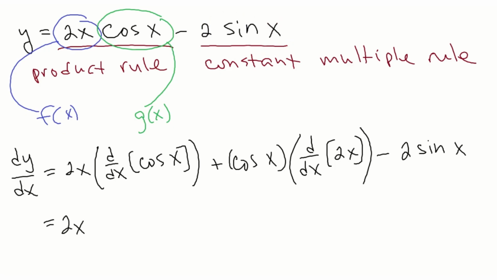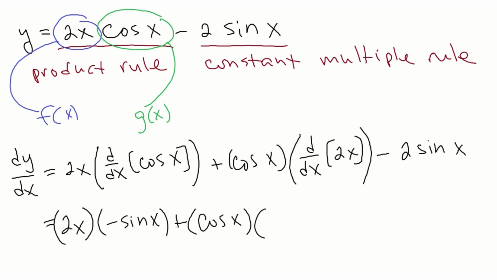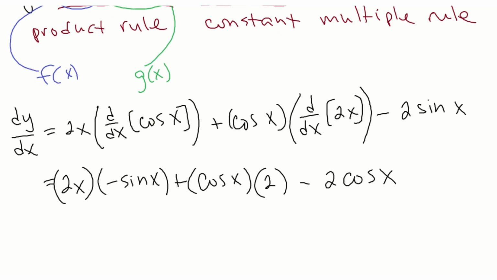The derivative of cosine x is negative sine x. And the derivative of 2x is 2. The derivative of 2 sine x is 2 cosine x. And after we clean this up, we get that the derivative equals negative 2x sine x.